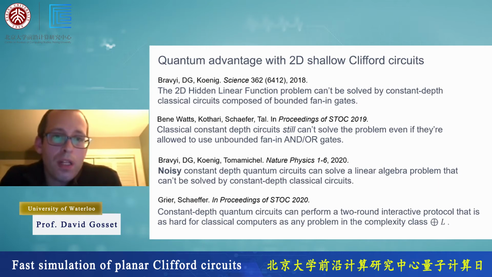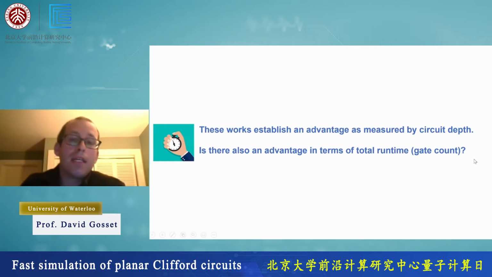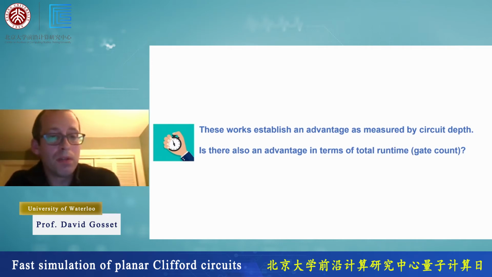Okay, so all of that is to say that we know that Clifford circuits, even though they can be simulated in polynomial time on a classical computer, have a quantum advantage as measured by the depth of the computation. And part of the motivation for our work is to understand whether or not there's also an advantage in terms of the total runtime, meaning the total number of gates or steps required to solve the problem.